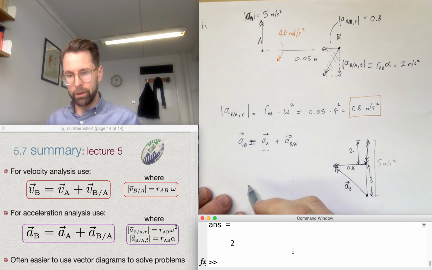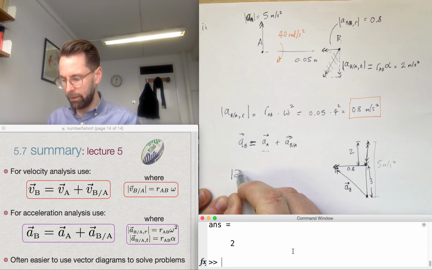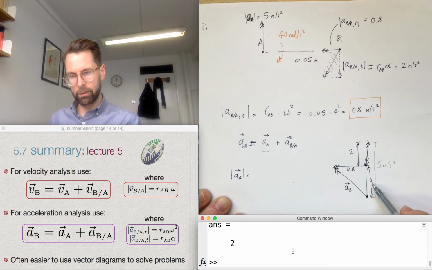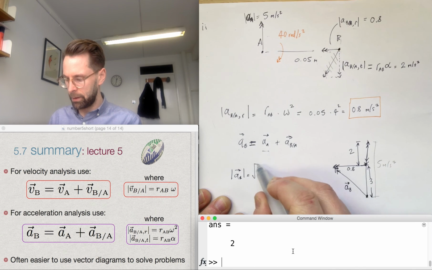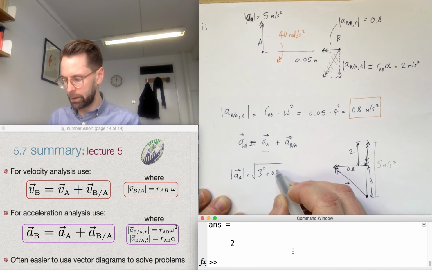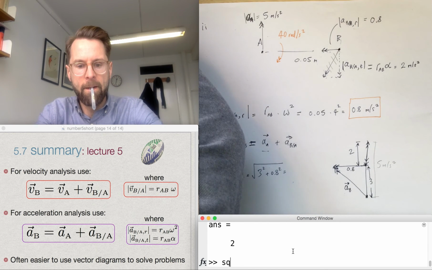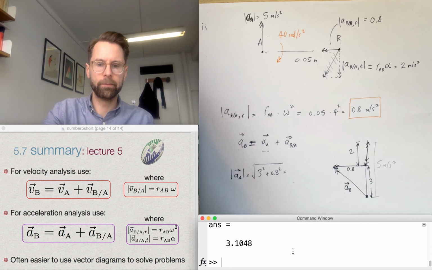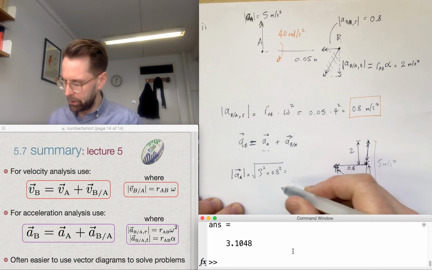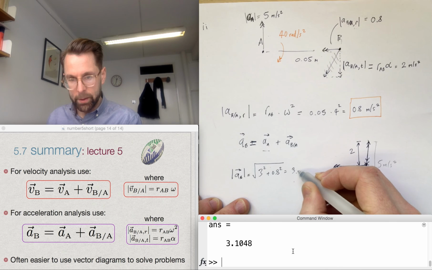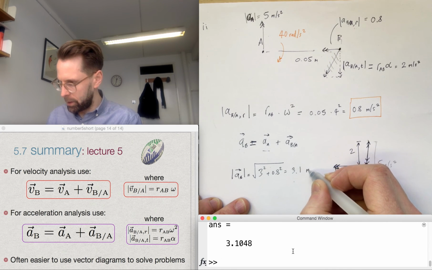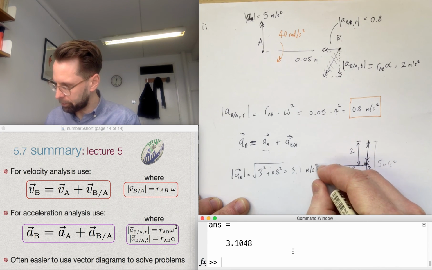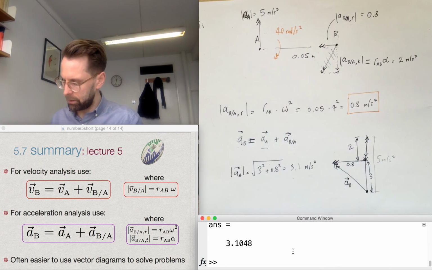So what is the magnitude, first of all, of that? We'll use Pythagoras with 3 and 0.8: the root of 3 squared plus 0.8 squared is equal to 3.1 meters per second squared. That's the magnitude.